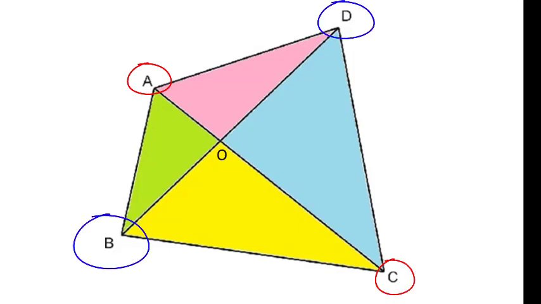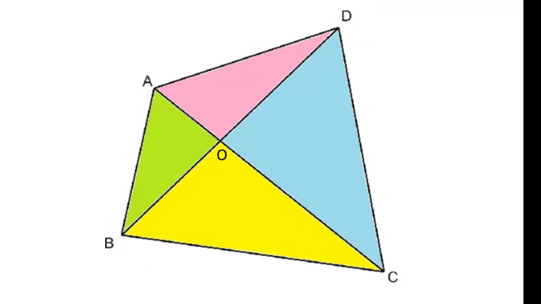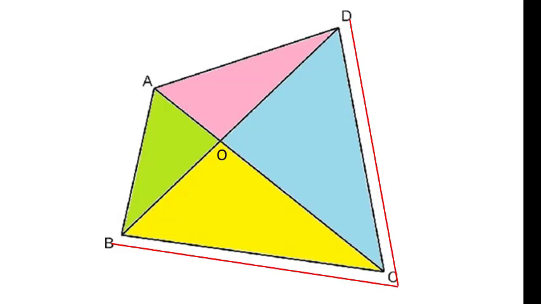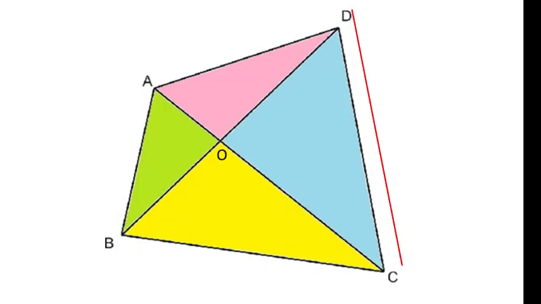There are 4 pairs of adjacent sides. Adjacent sides are facing side by side. First pair, segment AB and BC. Second pair, segment BC and CD. Third pair, segment CD and AD. Fourth pair, segment AD and AB.